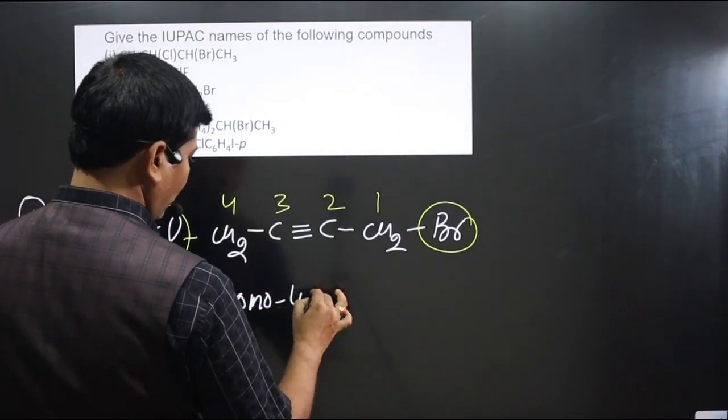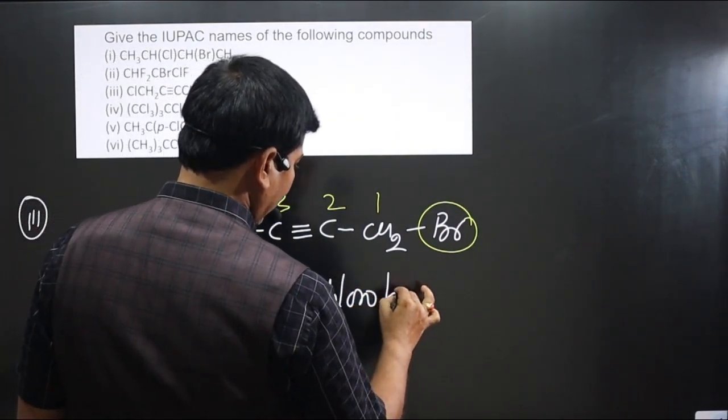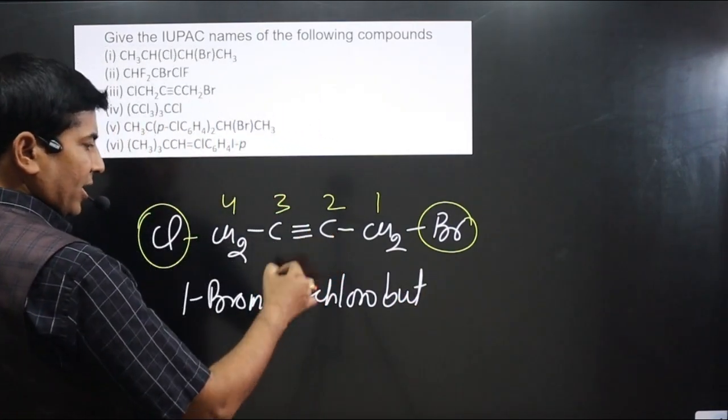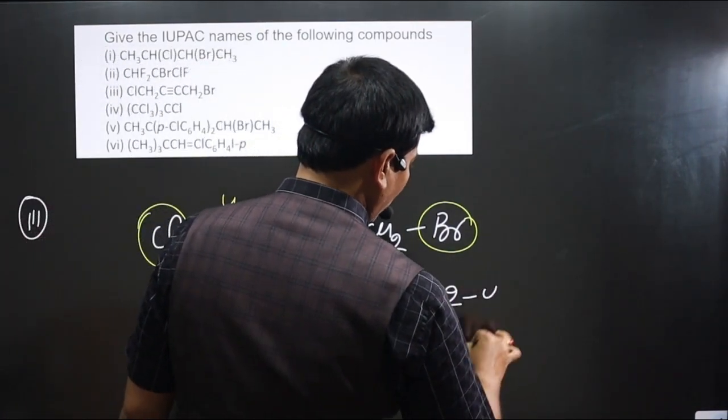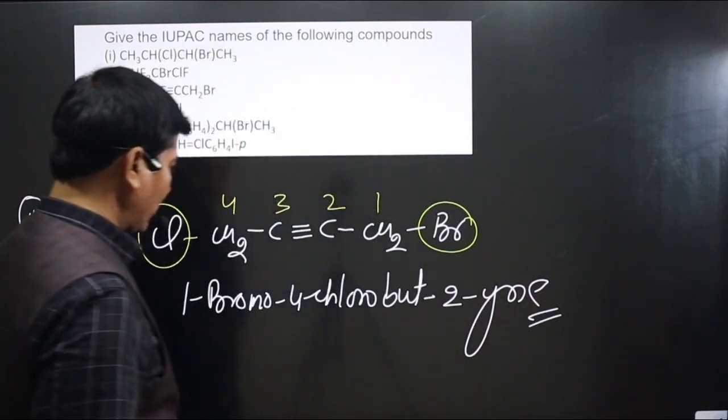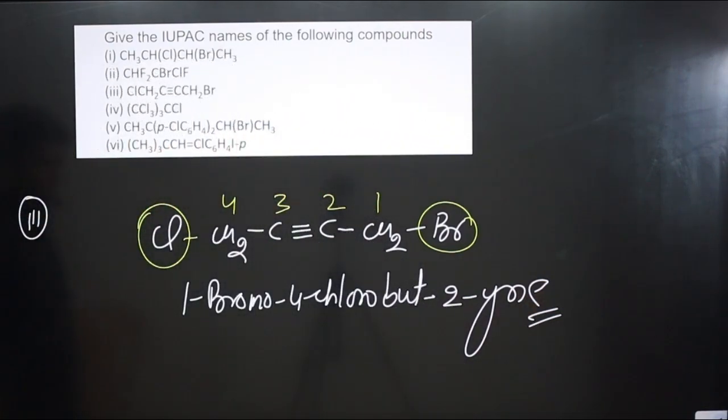Next, 4-chloro is there, 4-chloro, and then but, and to the second carbon a triple bond is there, so we mention 2-yne is there. So this is what we have for the name: 1-bromo-4-chlorobut-2-yne. Okay, move on to the next.